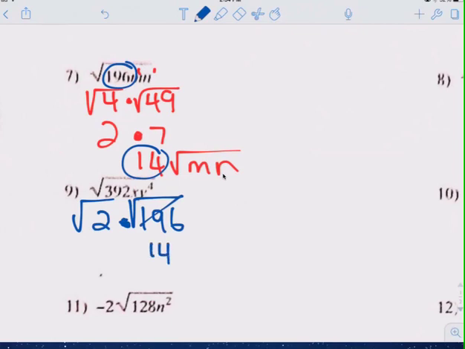196 was a perfect square. It was just such a big number, we didn't know. I should know, but I had a brain fart moment. But okay, so 196 is a perfect square, and 2 is not.